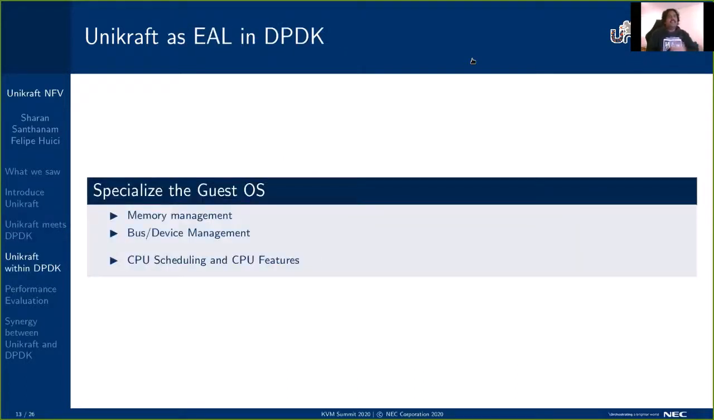So then the next part of our discussion was how to specialize the guest operating system. We looked at three parts where we could optimize the Unikraft guest operating system. One is the memory management system. The second is the device management system, and third is the scheduling part.